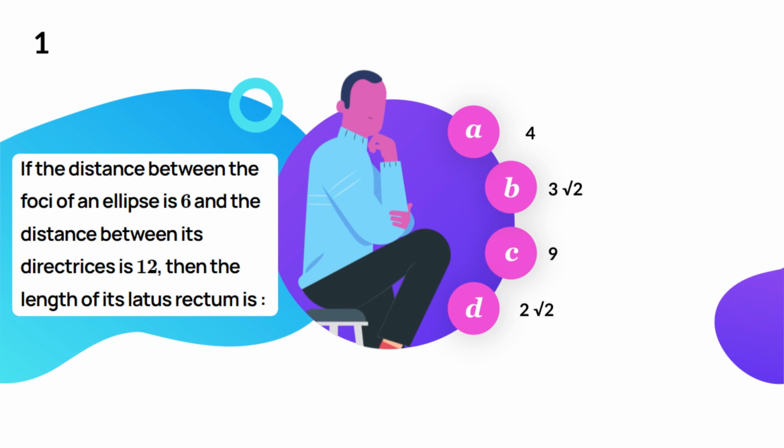So in case of an ellipse, we know that the coordinates of the foci are (ae, 0) and (minus ae, 0). So the distance between them is 2ae units. So here, by reading the question, we have been given 2ae is equal to 6. Another thing that we know is that the coordinates of the directrices are (a by e, 0) and (minus a by e, 0). So the distance between them is 2a by e.